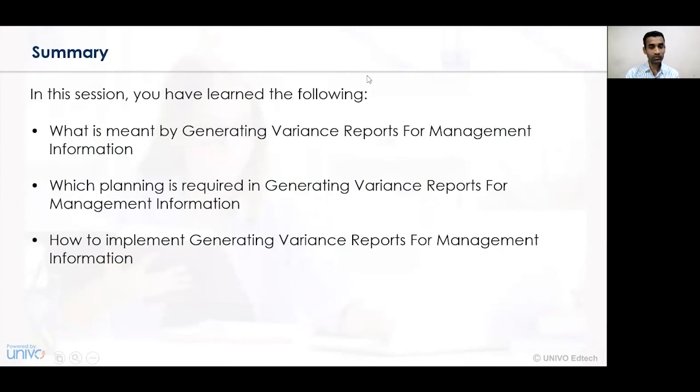Now let's summarize what we have learned in this session. We have understood the importance of generating variance reports for management information, how planning of activity is required in generating variance reports, how we implement the variance reports in the management information system, and how those activities are communicated from the different levels of management.